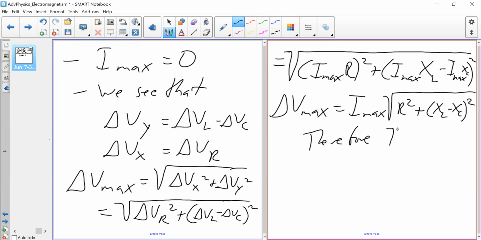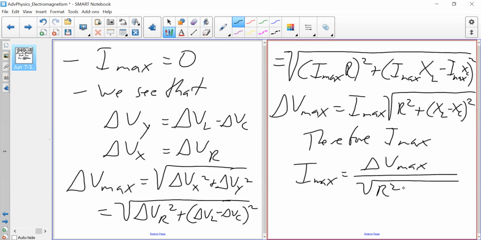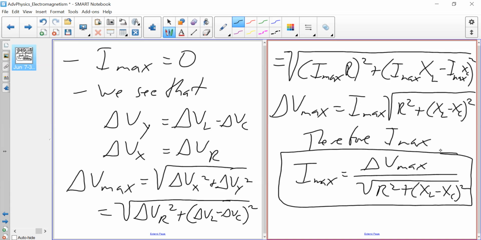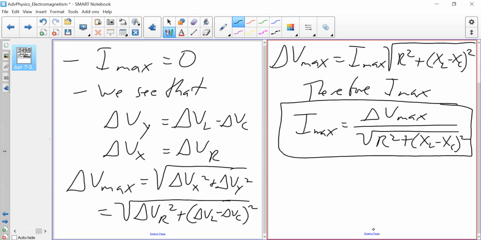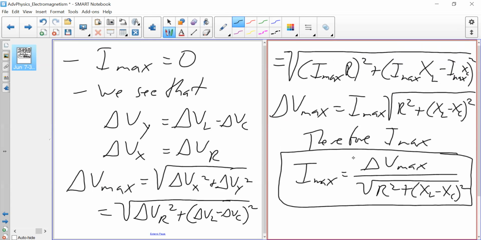Therefore, the maximum current, because we're always looking at the relationship of current and voltage, I max is delta V max over the square root of R squared plus XL minus XC squared, and that is the maximum current in an RLC circuit. Okay, I'll just leave it like that.